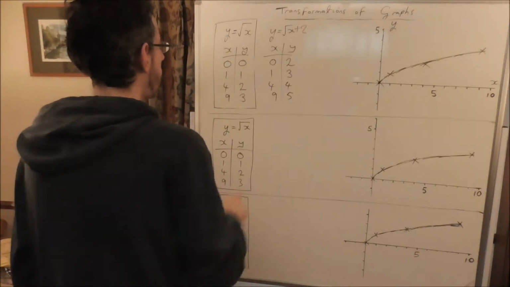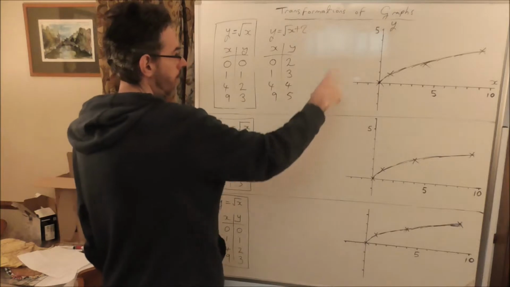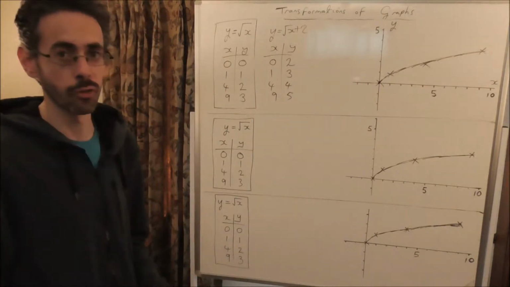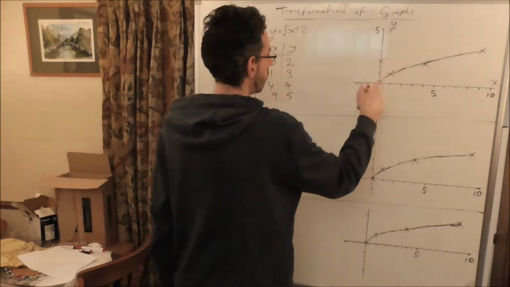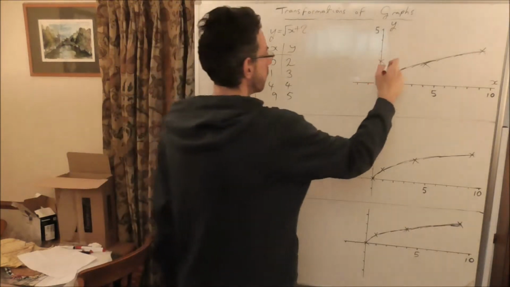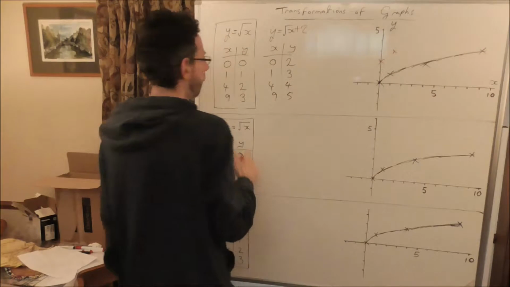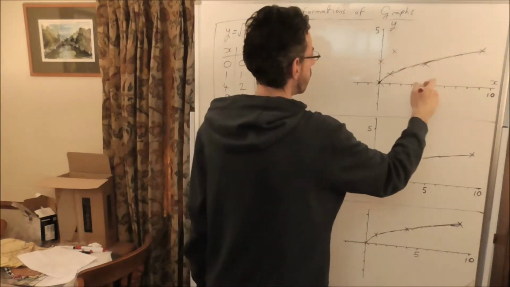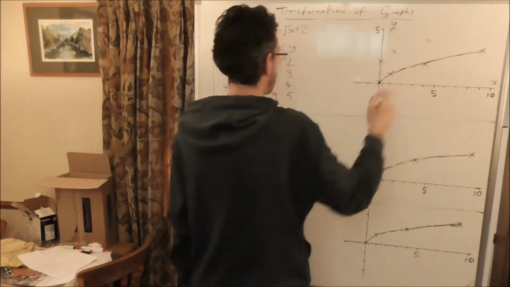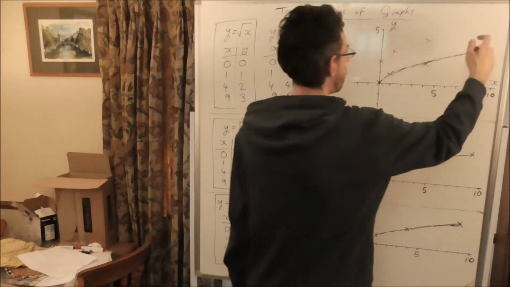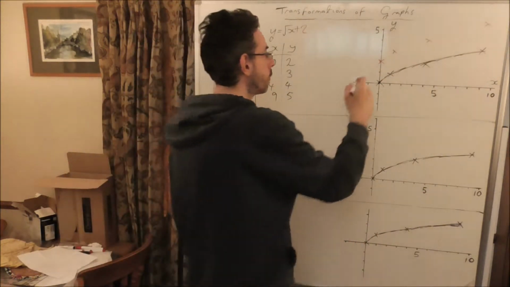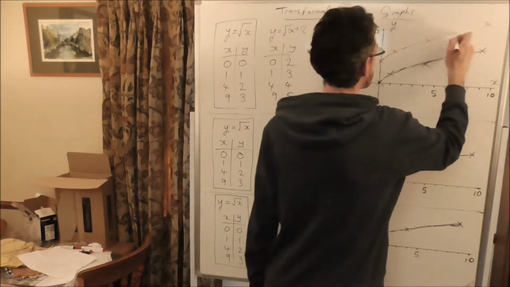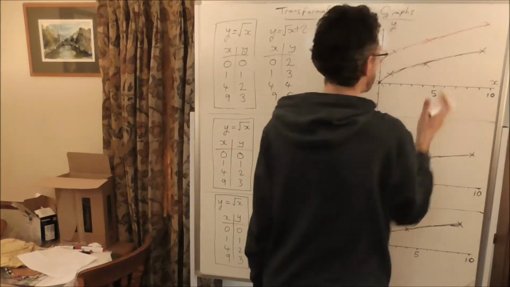So that means on the graph, these points are 2 higher than the original points, because the y coordinates are 2 bigger. So 0, 2 is over here, which is 2 higher than that point. 1, 3 is up here, 2 higher than that point. 4, 4 is right 4 up 4, over there, 2 higher than that point. And 9, 5 is right 9 up 5, up here, 2 higher than that point. So if I draw the graph, it's just the original graph moved up 2 places.